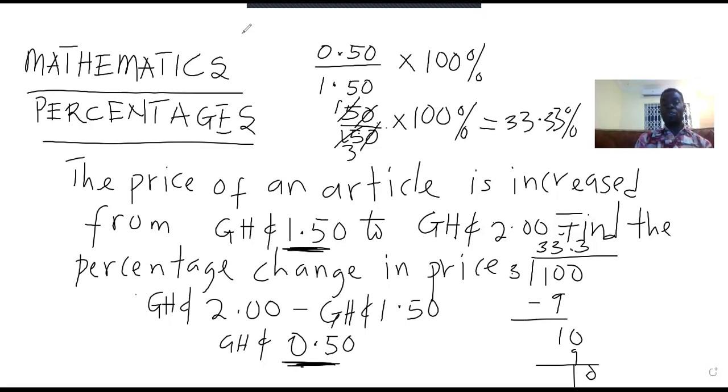So we are expressing 0.50 Ghana cedis as a percentage of 1.50 Ghana cedis. So you have 0.50 all over 1.50 times 100%. We just convert the decimals by multiplying them by 100. So 0.50 times 100 will give us 50 pesos, and 1.50 times 100 will give us 150 pesos. So 50 out of 150 times 100%. When you do your manipulations and simplifications, you're going to get 33.33%. That'll be the percentage change in price. Good.